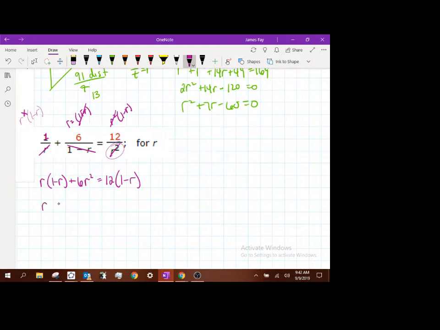And now it's just a matter of rewriting this as r minus r squared plus 6r squared equals 12 minus 12r. Just distribute my terms out front here. It's quadratic, so I'm going to combine like terms. This is going to be 5r squared. I'm going to take that 12r and add it to both sides. It gives me 13r over on the left. I'll take that 12 and move it over as well.